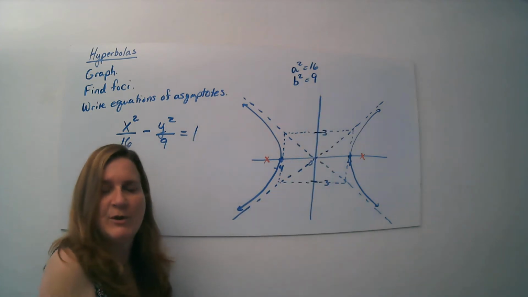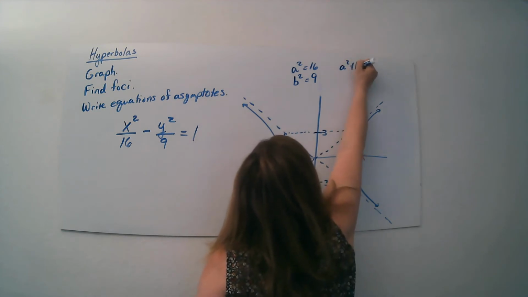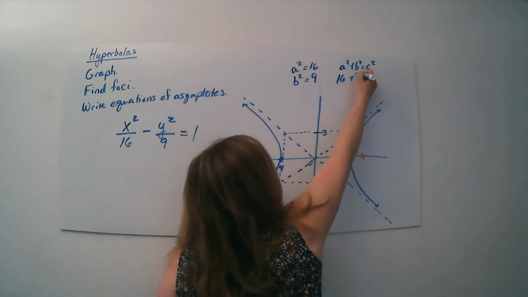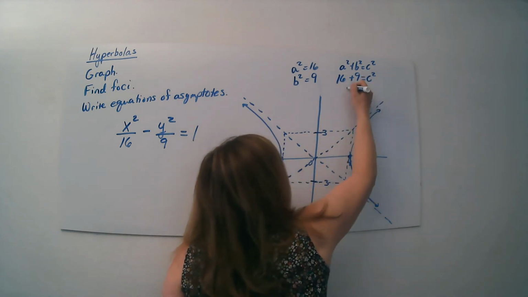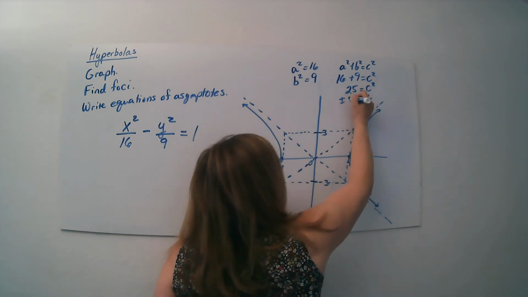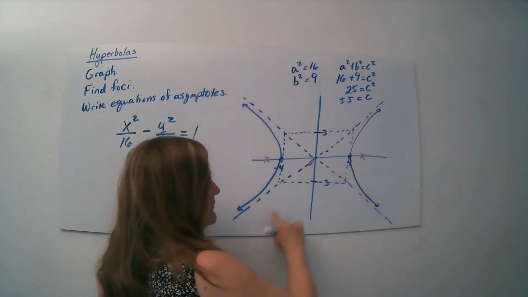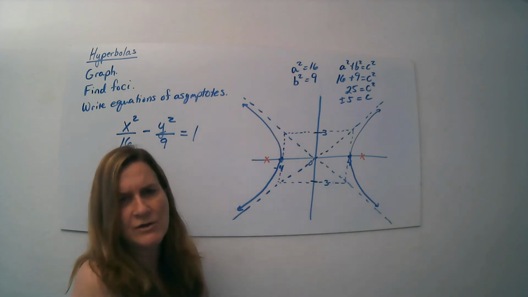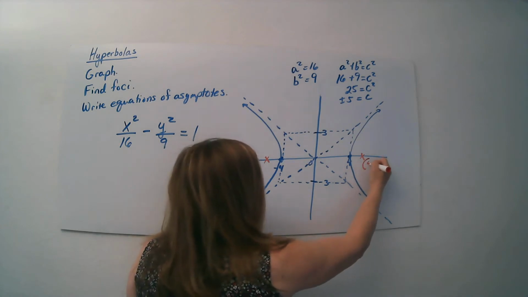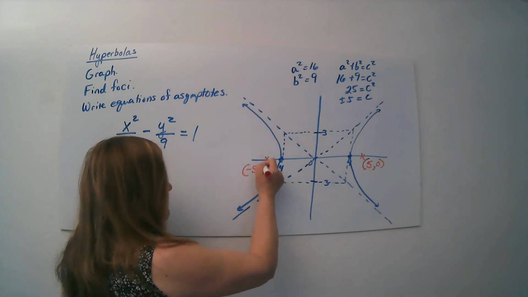We know the relationship between a, b, and c with a hyperbola is this: a squared plus b squared equals c squared. So we have 16 plus 9 equals c squared. If we solve this equation, we have c equals plus or minus 5. So we know the foci are 5 units from center. And since the origin was our center for this problem, we know that the foci are here at (5, 0), and here at (negative 5, 0).